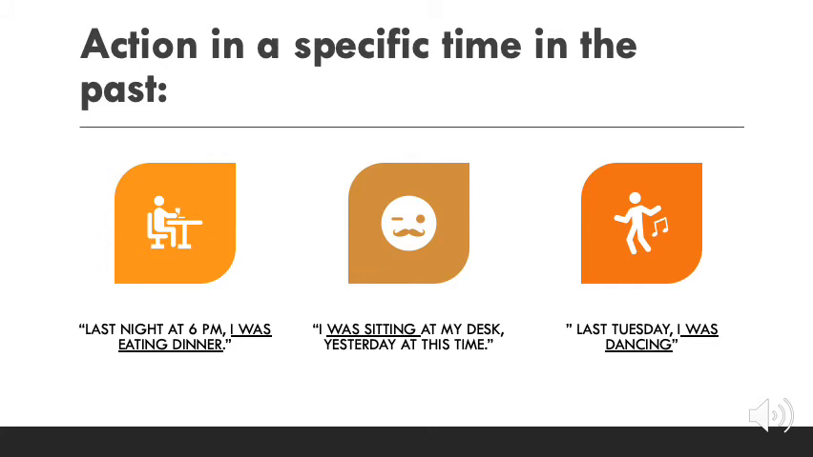Another use is for actions in a specific time in the past. For example, last night at 6 p.m., I was eating dinner. I was sitting at my desk yesterday at this time, and last Tuesday I was dancing. So here we have expressions that are related to the past. For example, last night, yesterday at this time, and last Tuesday that are related to a specific time in the past. Therefore, we will need to use the past continuous.